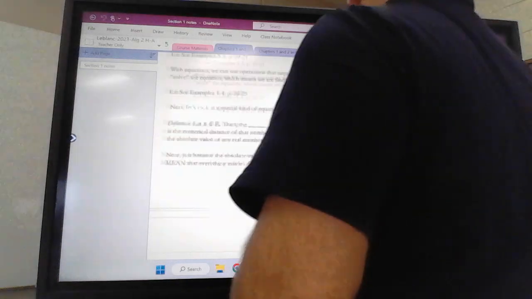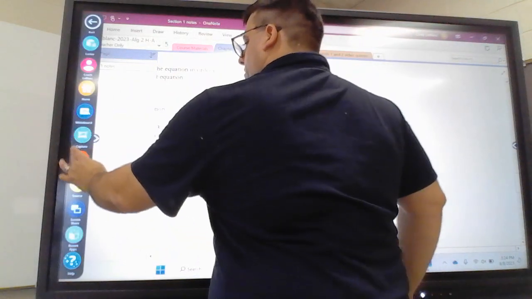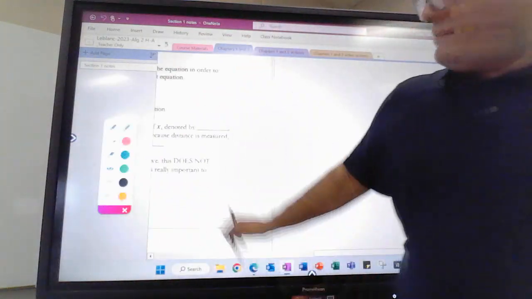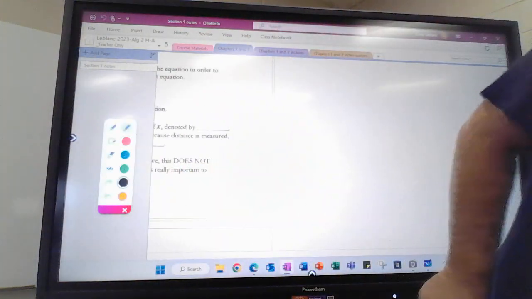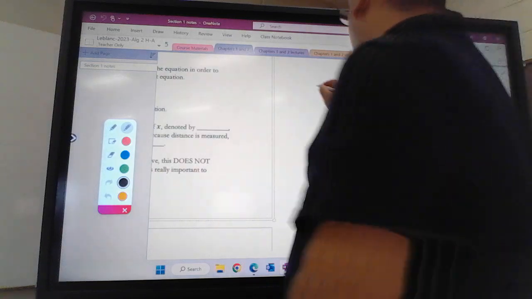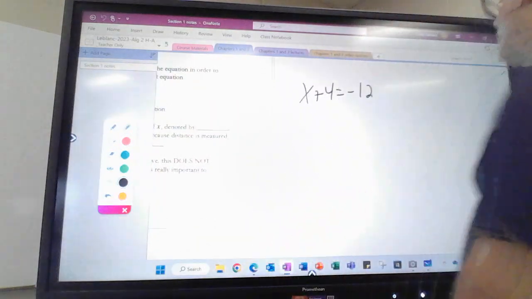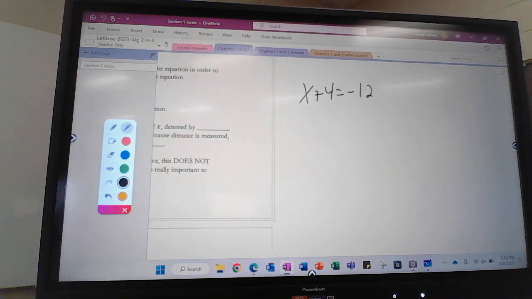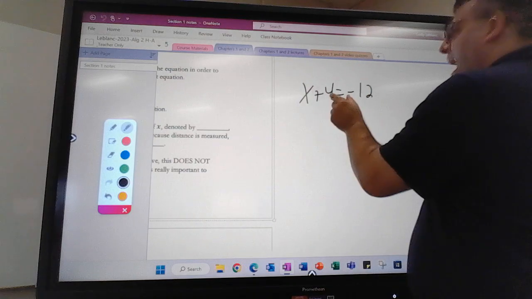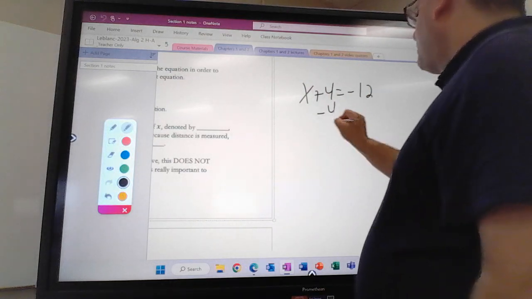Basic example here. Let's say I have this equation. I have x plus 4 equals negative 12. So for x plus 4 equals negative 12, I'm taking x, I'm adding 4, and I get negative 12. Well, if I want to figure out what x is, I need to reverse that operation. So instead of adding 4, I'm going to subtract 4.